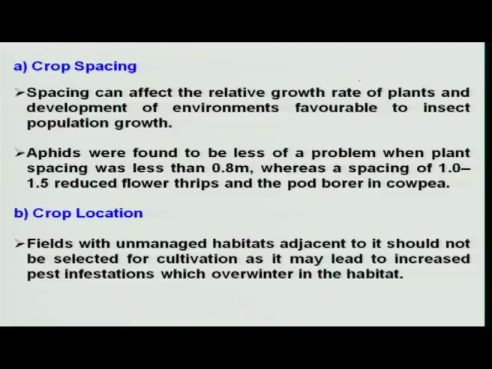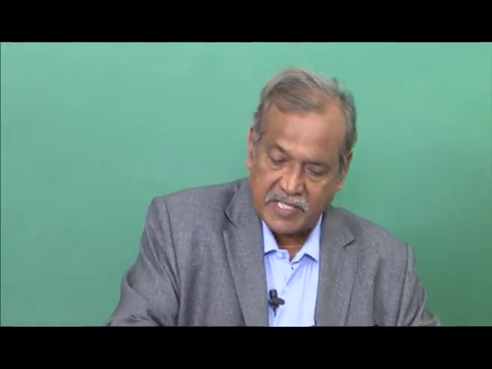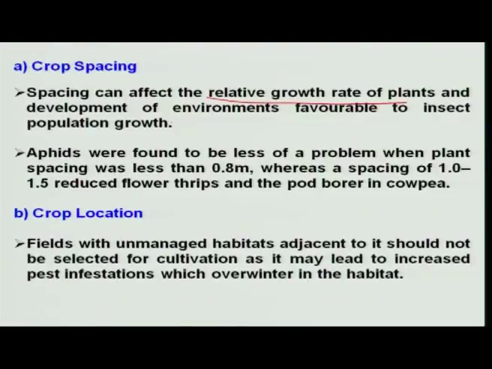To understand each one, crop spacing, planting of the host crop at higher intervals or at lower spaces mainly affects the relative growth of the plant, thereby the environment of the crop canopy is affected, which has a major influence on the insect population. To quote an example, aphids were found to be less whenever the planting is done at less than a space of 0.8 meters.